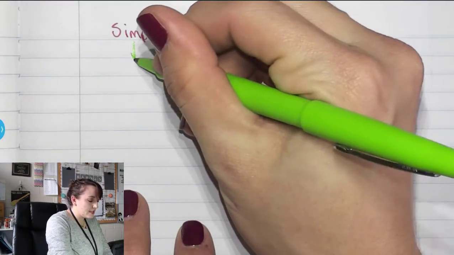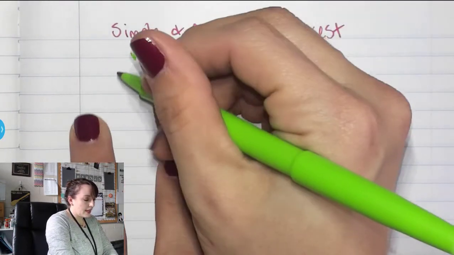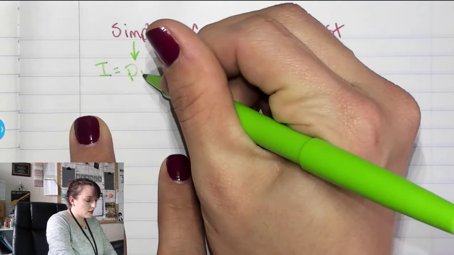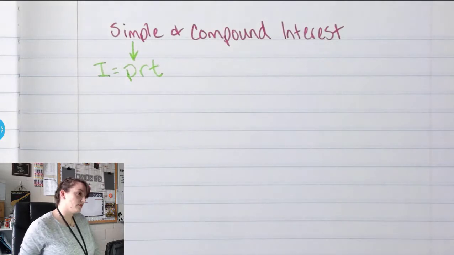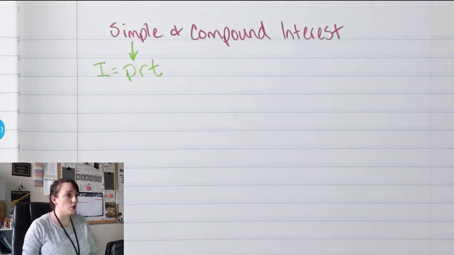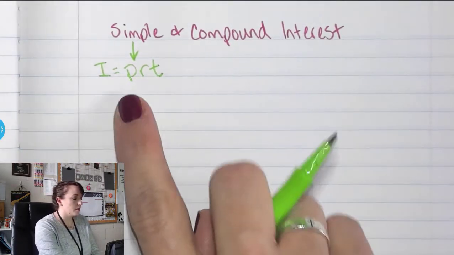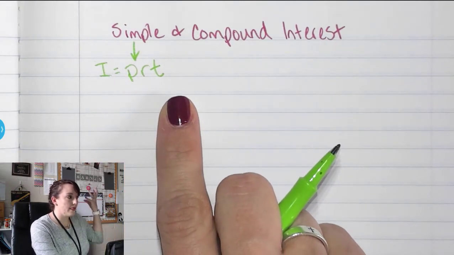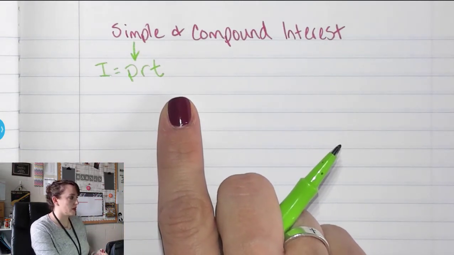The simple kind is I equals PRT. I equals PRT. That's it. You do it one time, and that tells you the interest that you earned.